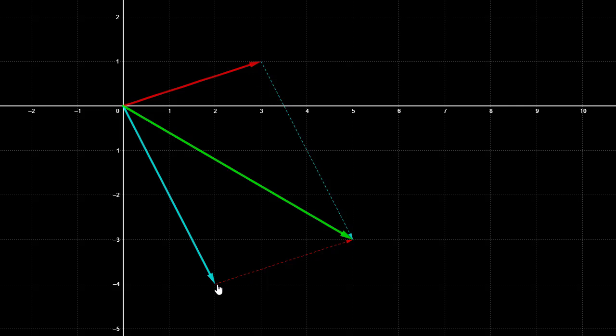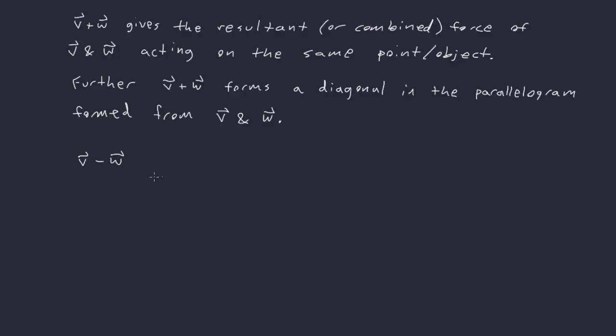Okay, so let's take a look at subtraction and see what we get there. V minus w, there's not much to say. It's really just v plus negative w. Negative w is just w flipped around. So it'll be the vector v1 minus w1, v2 minus w2. You take your w, flip it around, and then do the normal resultant. So instead of w acting on the object, it's the w in the opposite direction acting on the object.